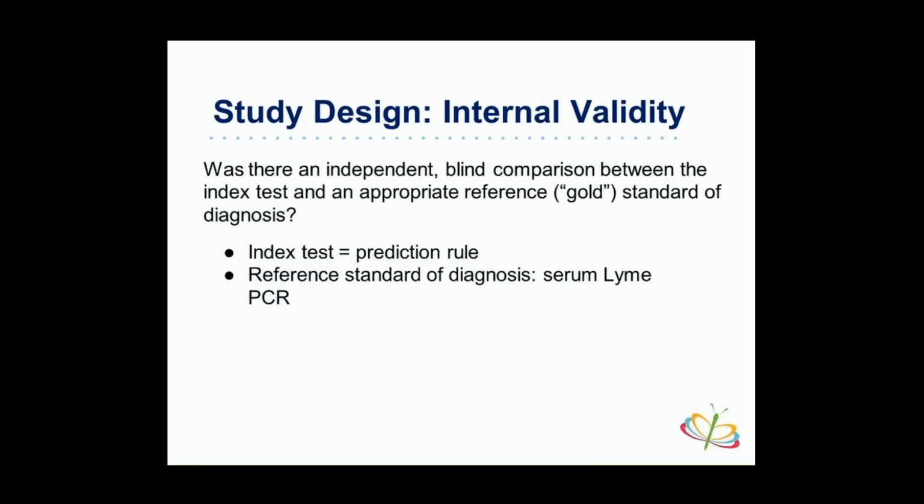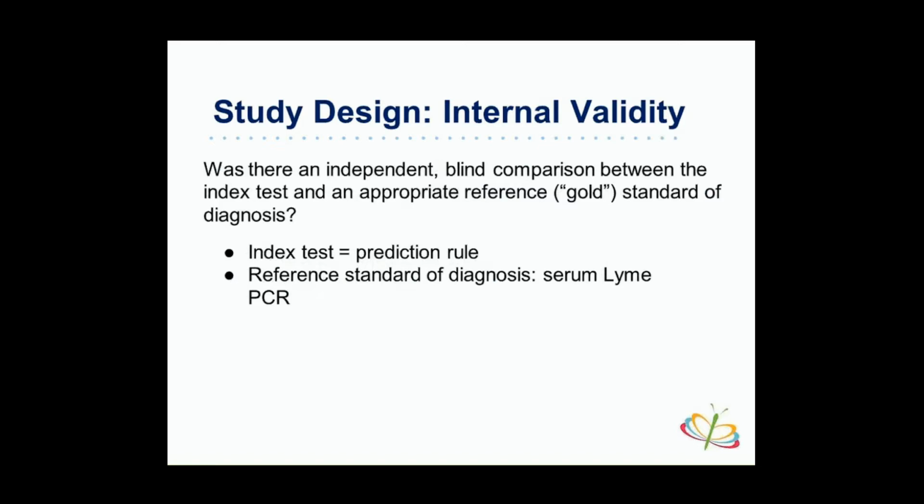Was there an independent blind comparison between the index test and an appropriate reference, quote, gold standard of diagnosis, was the next question we thought about. The gold standard diagnosis for Lyme is the rash clinically. A physician can make a clinical diagnosis on this. And again, that was the group of patients they excluded in their spectrum for this analysis. So they defined their reference standard of diagnosis as the serum Lyme testing, and then they did the index test as their prediction rule, which is the scale of 1 to 10 for likelihood of the diagnosis. All of the patients did receive both of these.